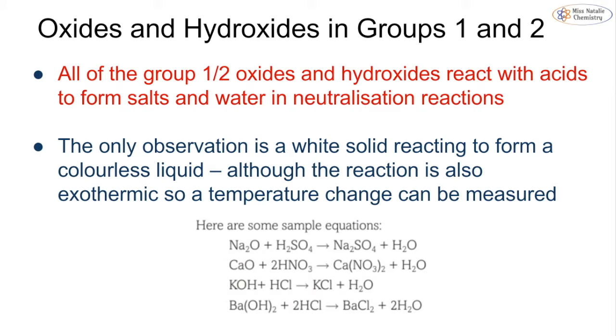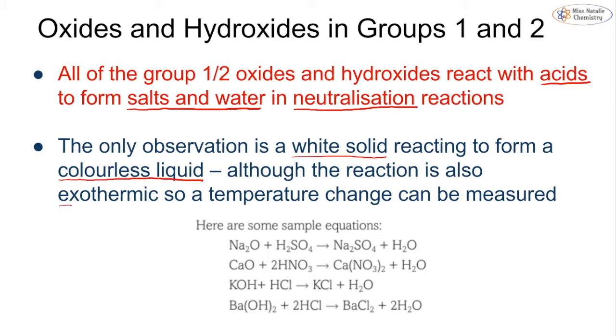Now, all of our group 1 and 2 oxides and hydroxides can react with acids to form salts and water, and these are our neutralization reactions. And we've come across multiple examples of these all the way through GCSE and to A level. The only observation that we see is a white solid, because they will all be in solid form, reacting to form some sort of colourless liquid. Okay, so we can't necessarily see the salt being formed, we just simply see a colourless liquid, which will be our salt dissolved into the water.